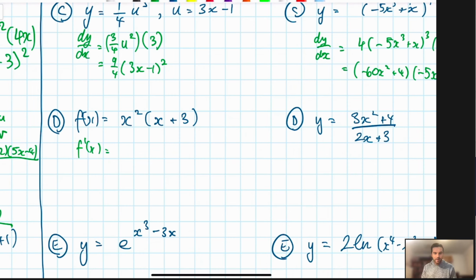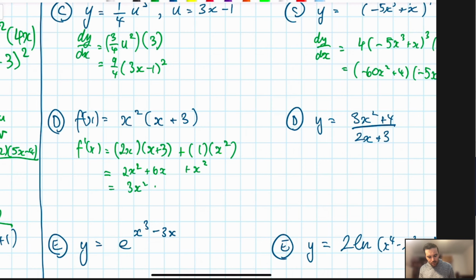Now, there's two ways of doing this. Let's use product rule just to practice it. So it's going to be 2x u dash times x plus 3 plus, and then 1, that's v dash times x squared. And we get our answer of 2x squared plus 6x plus x squared, which is 3x squared plus 6x. Now, why I like this one is you can also expand it, and it becomes x cubed plus 3x squared, and you can differentiate that, 3x squared plus 6x.